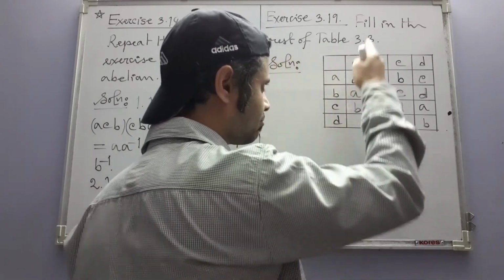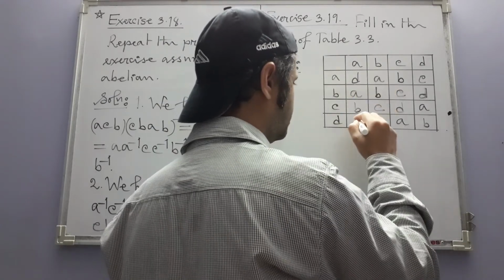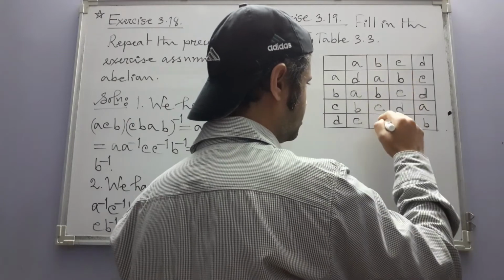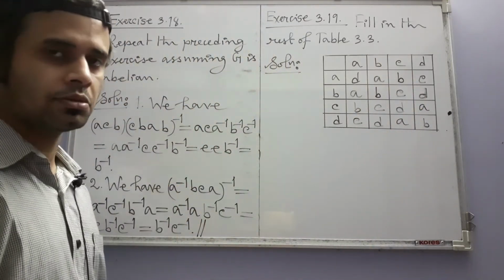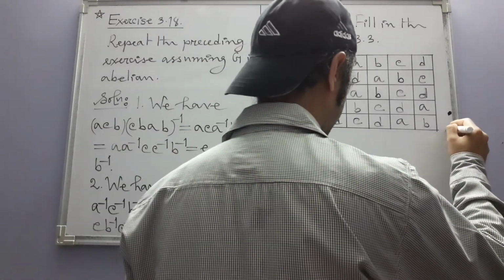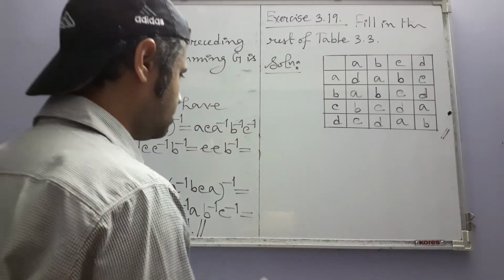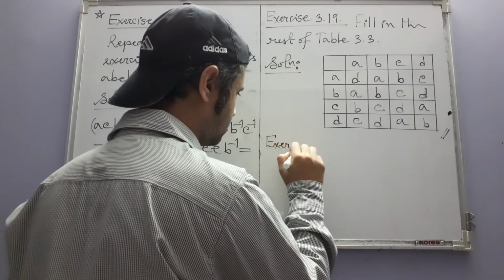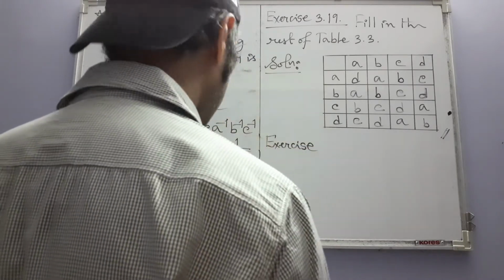So now looking at the first and second column, A, B, D, so this has to be C. A, B, C, so this has to be D. So this is the completed group table for that group. Like that, we have another group table in the next one, but of a different group.